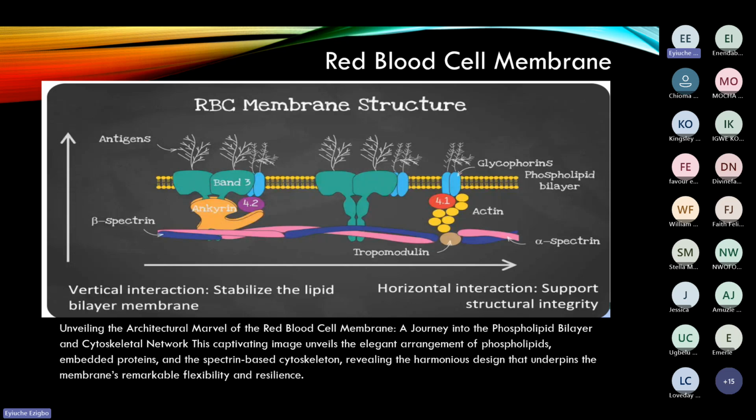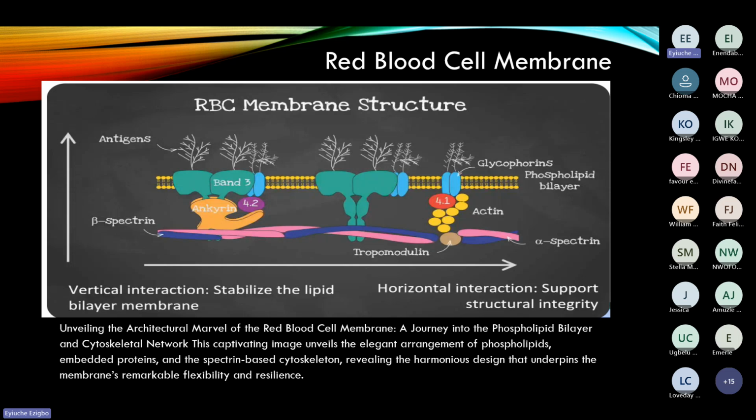The red blood cell membrane is a thin, flexible bilayer that surrounds and protects the red blood cell. It is composed of phospholipids, cholesterol, and proteins. The red blood cell membrane is also responsible for maintaining the shape and integrity of the red blood cell, as well as regulating the transport of molecules into and out of the cell.